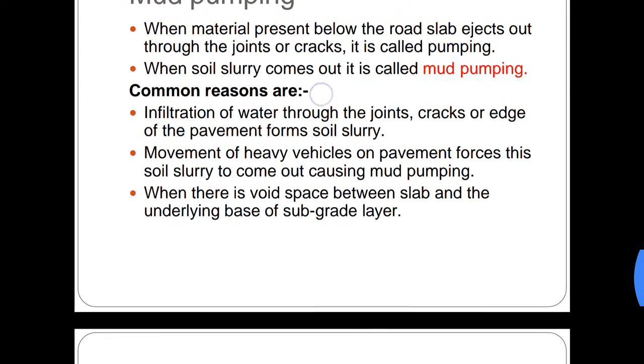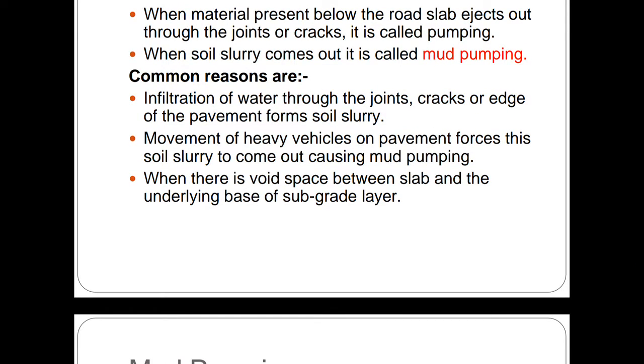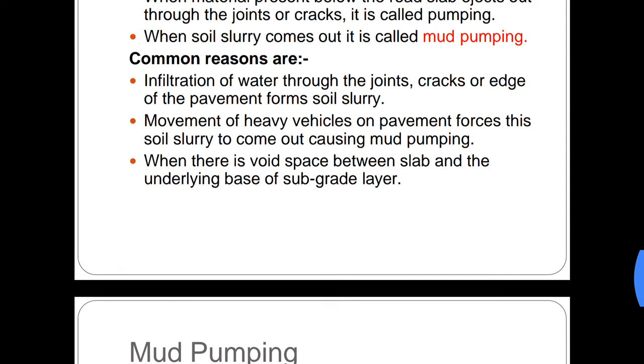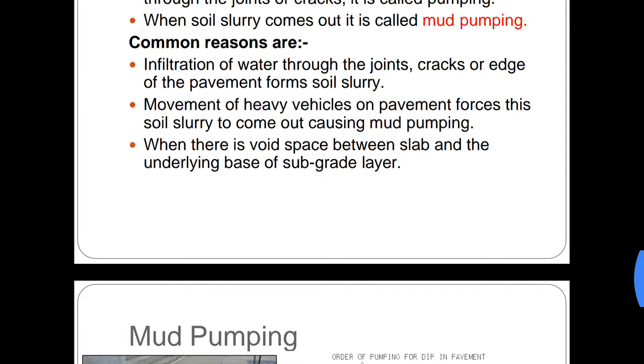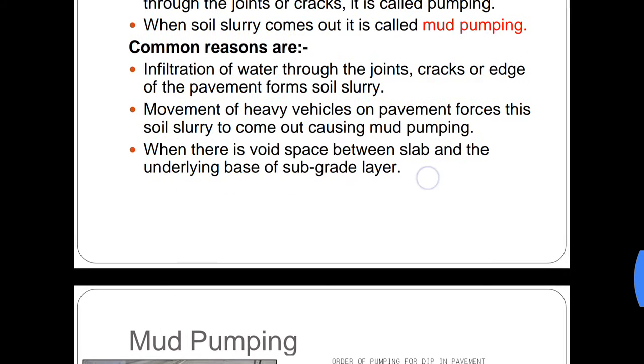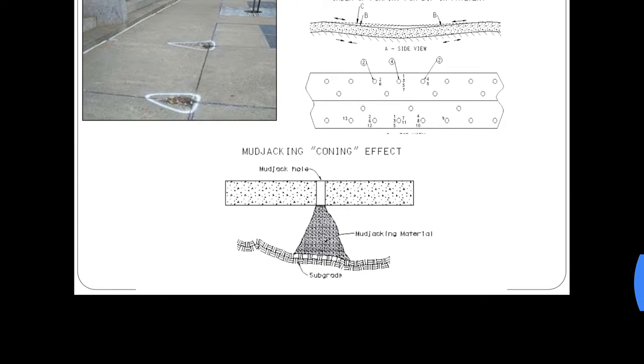So what are the common reasons? Infiltration of water through the joints, cracks or edge of the pavement, which forms the soil slurry. If there is any infiltration of water, then it will combine with soil to form soil slurry, which is weak and which might come out when the load is applied on the pavement. Movement of heavy vehicles on the pavement forces the soil slurry to come out, causing mud pumping. Another reason is when there is void space between the slab and the underlying base or subgrade layer. So this is the mud pumping operation.